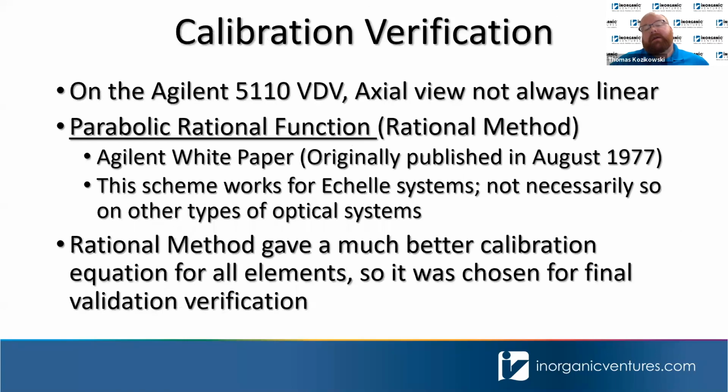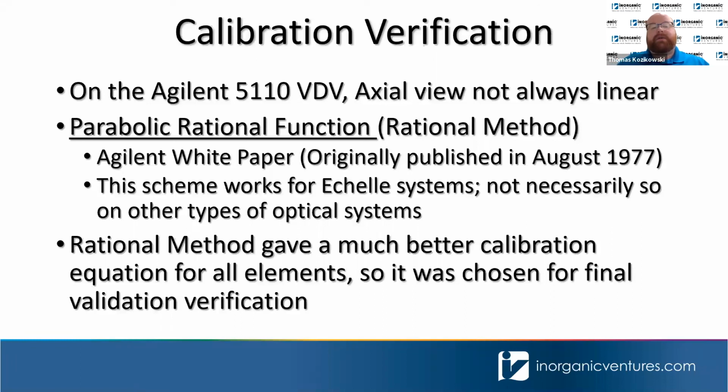So from here, we'll go into calibration verification. As we stated before, we're using the Agilent 5110 dual view instrument. And we've noticed that axial is not always linear. You always think that the ICP method on OES is a linear method. It's not actually the case when you start going into higher levels of concentration.